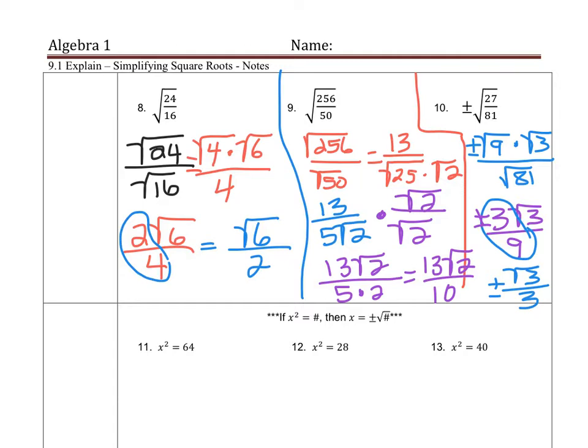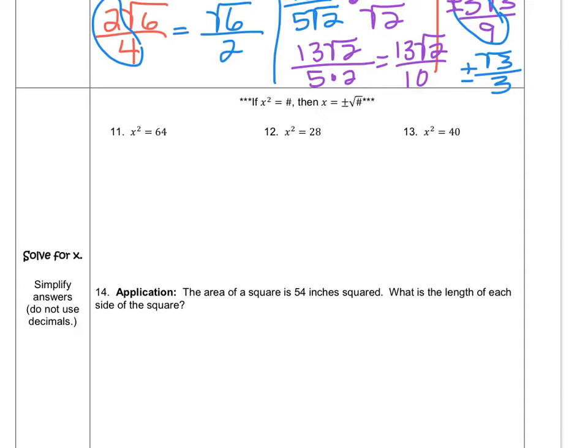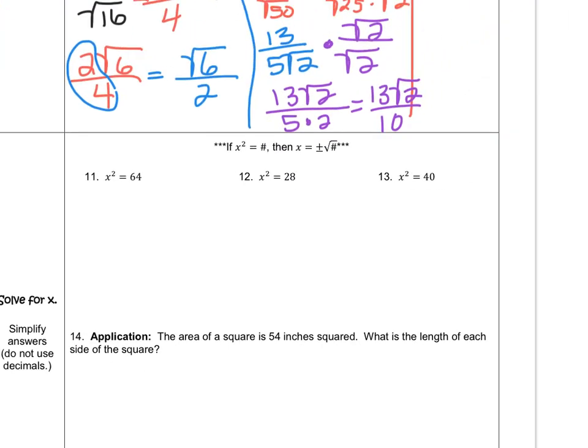Okay, now 11 through 13, what we're looking at now is they've given us an equation, and they've given us an x squared on one side and a number on the other. So when we want to simplify this for x, what we have to do is we have to take the square root of both sides. The biggest thing for you to remember when we're taking the square root of both sides is that the plus or minus sign is going to end up.